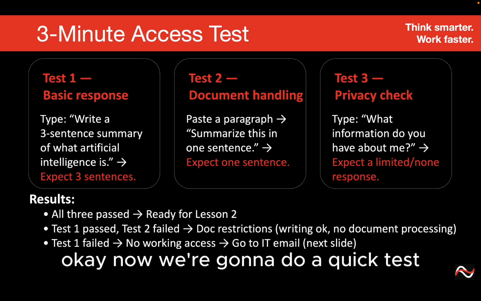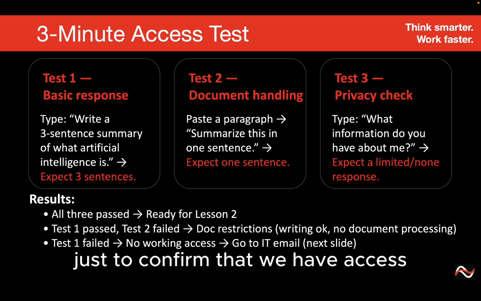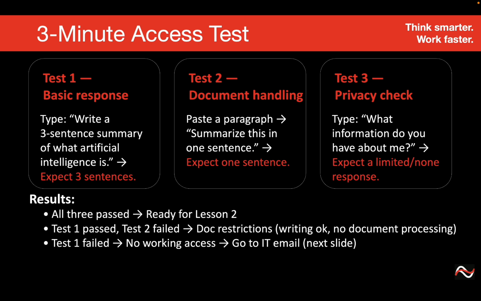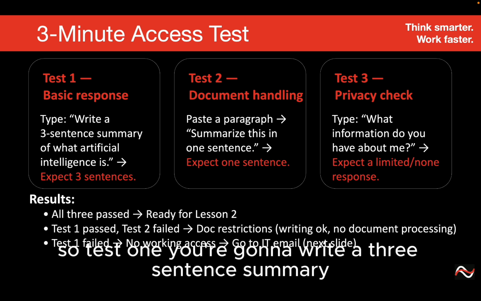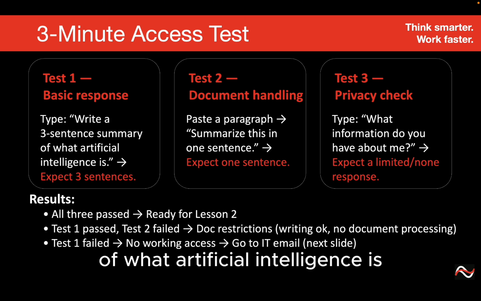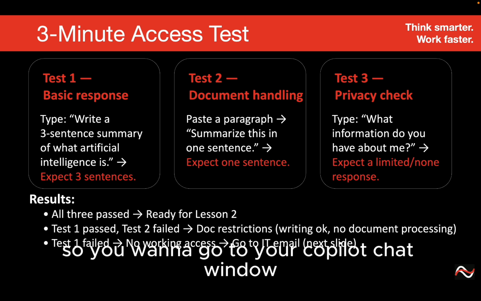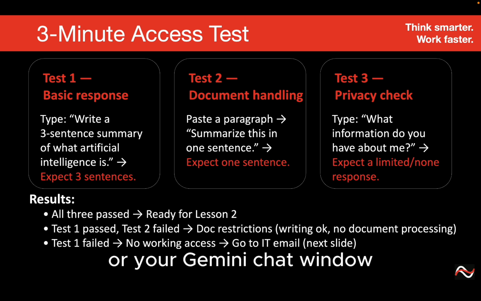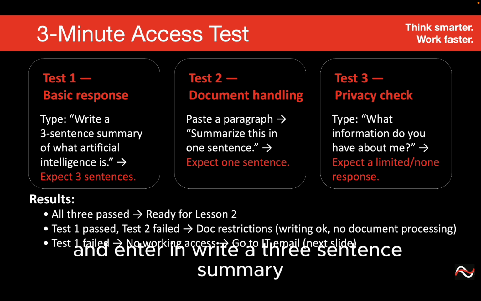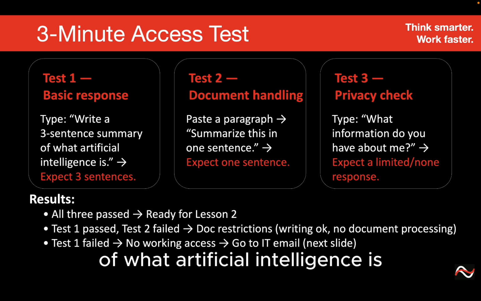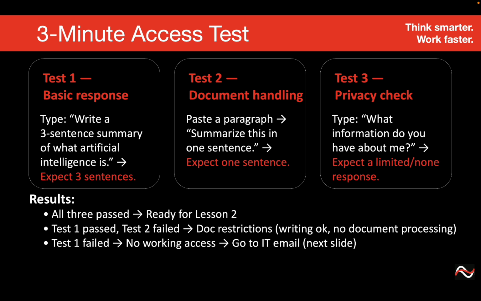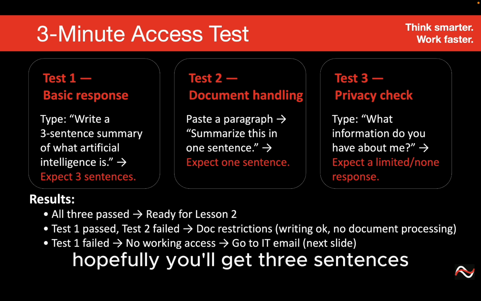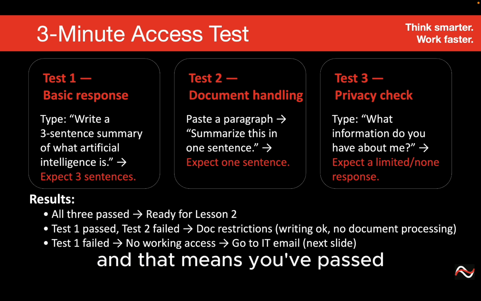Okay, now we're going to do a quick test just to confirm that we have access. So test one, you're going to write a 3-sentence summary of what artificial intelligence is. So you want to go to your Copilot chat window or your Gemini chat window and enter, write a 3-sentence summary of what artificial intelligence is. Hopefully you'll get 3 sentences, and that means you've passed.